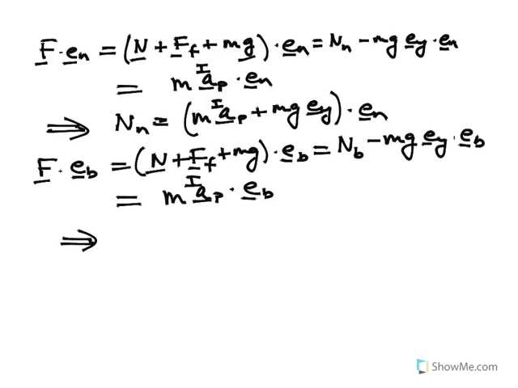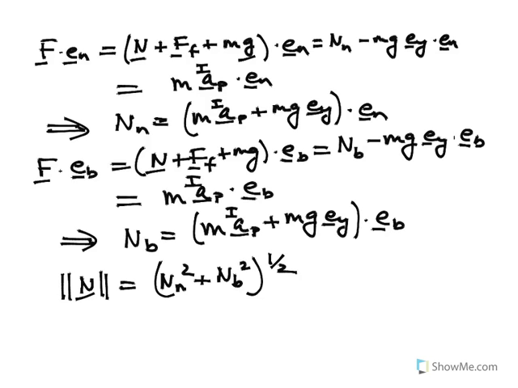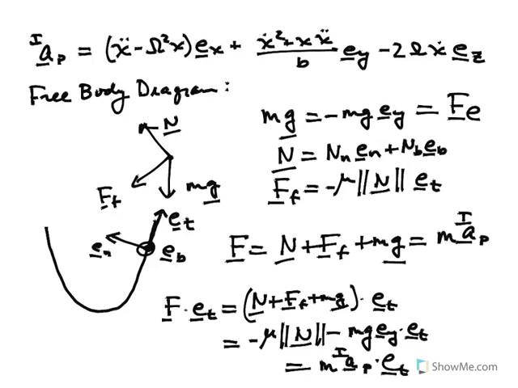And that gives me the binormal component as the mass times the inertial acceleration plus mg Ey dotted with EB. And now I can substitute these two into the other equation, and I can get the magnitude of N is equal to N sub N squared plus N sub B squared to the 1/2, and then I can substitute that into the tangential component.